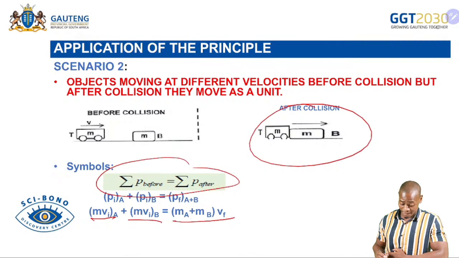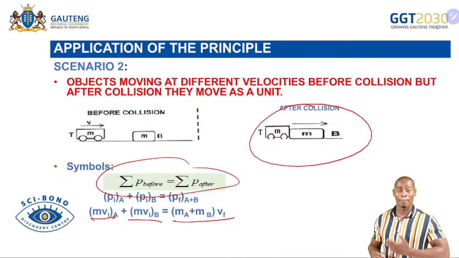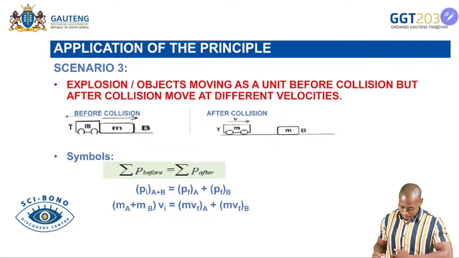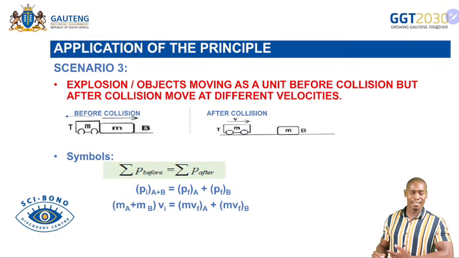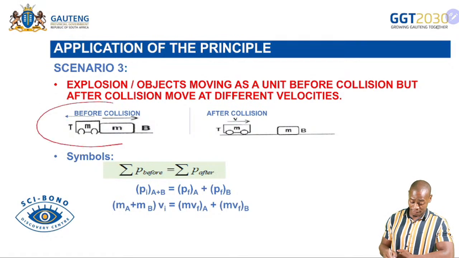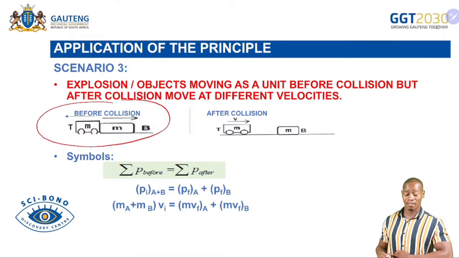So that is scenario number 2, where you can apply the principle. But before you apply, let's not forget, you need to check those 3 conditions, all right? Then scenario number 3 is explosion, or when objects are combined, or moving as one before collision, but after collision, they are moving at different velocities, as you can see from this diagram. So that is scenario number 3.